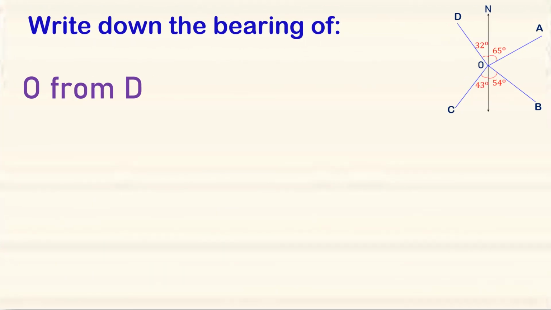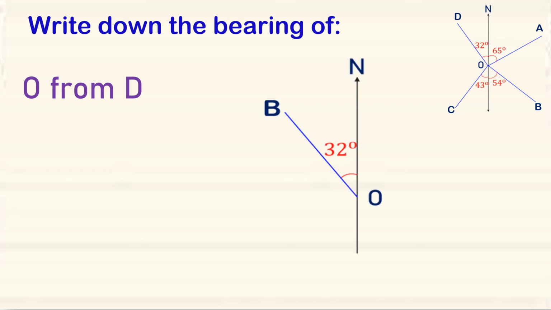So now let us have the last one. Let us determine the bearing of O from D. First, we are going to have a separate diagram joining the line OD, and then the second one, we are going to draw a north line passing through point D. Then we have our alternate interior angles. They are equal.